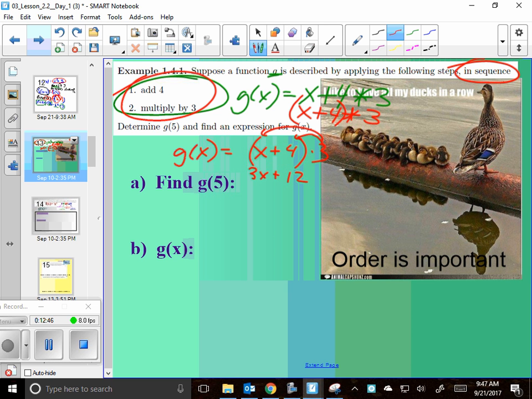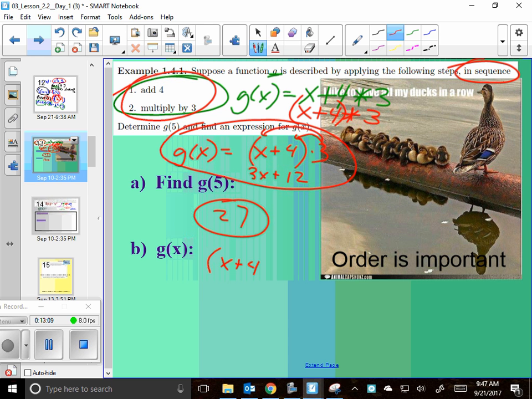Well, that'll be easy now, because making the function is the only hard part. Sticking a 5 in it ought to be pretty easy. 5 times 3 is 15 plus 12, 27. Done. Now they said g of x. Well, that's what we work so hard to make up here. That guy. So what is g of x? I'm going to leave it as the x plus 4 times 3. I'm going to put the 3 at the front. You don't have to, but it cleans it up a little bit.